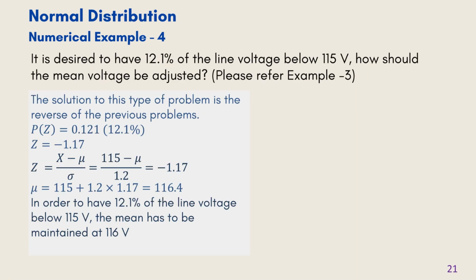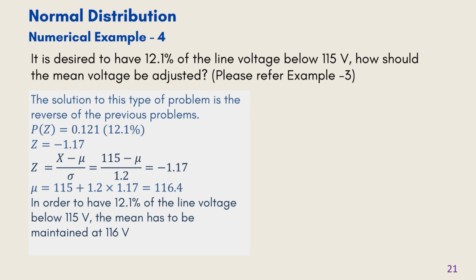Numerical example 4. It is desired to have 12.1% of the line voltage below 115 volts. How should the mean voltage be adjusted? Please refer to example 3. The solution to this type of problem is the reverse of the previous problems. P(z) equals 0.121, 12.1%.